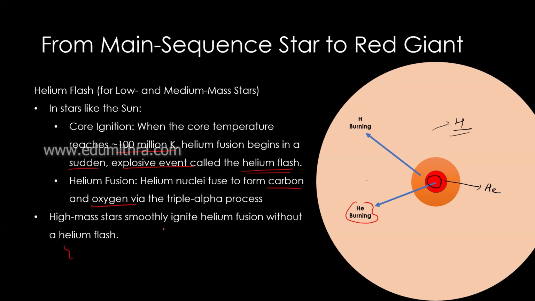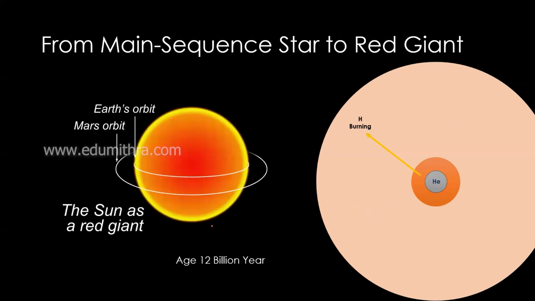Now, in the case of high mass stars, this won't happen like an explosion. It will smoothly go to the next stage. That means hydrogen will burn, and then eventually it will start to burn the helium. There is no need to wait for the helium flash or anything. So that is the next stage of the star.